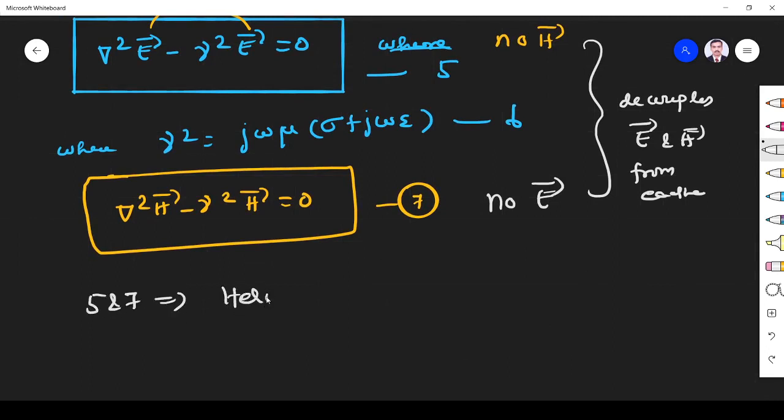Helmholtz equations, right? So that is very important.